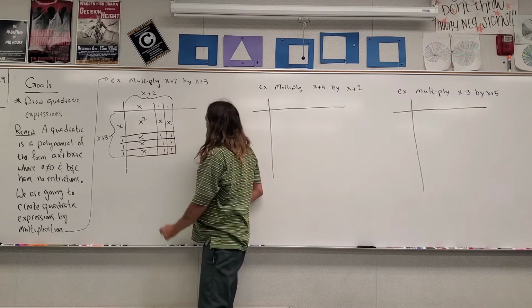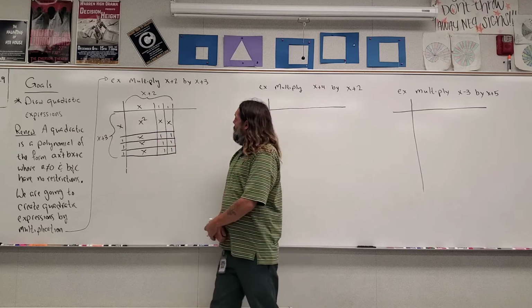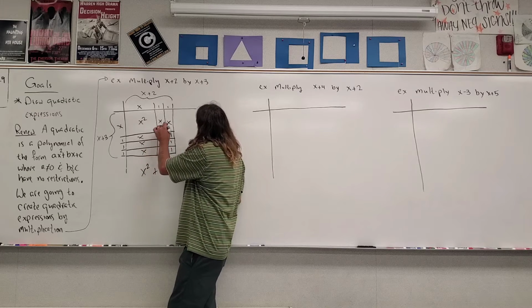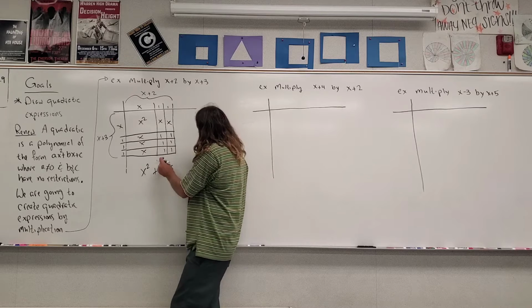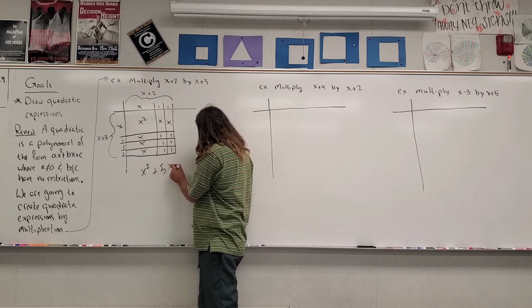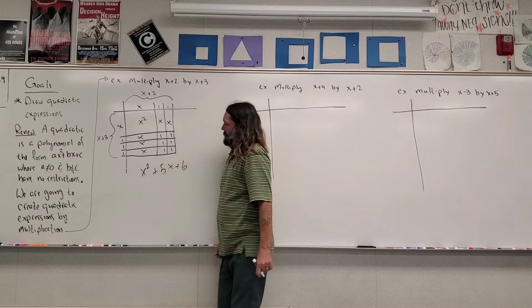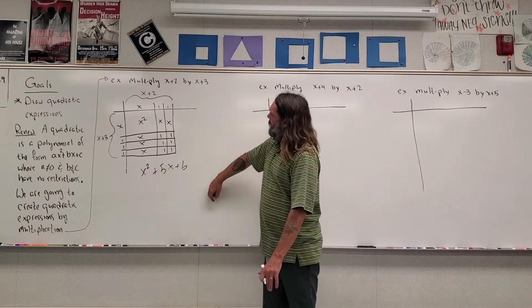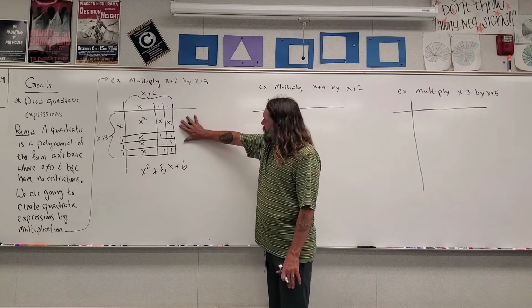So let's just count what we have. All right, so I have 1x squared. I have 1, 2, 3, 4, 5 x's. And I have 1, 2, 3, 4, 5, 6 small boxes. All right, and this is a quadratic expression that I've drawn.